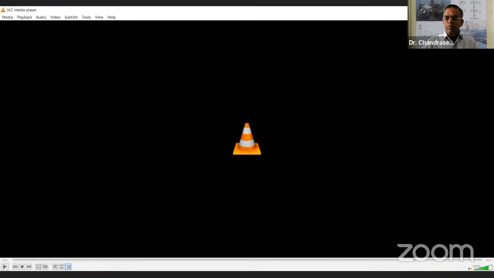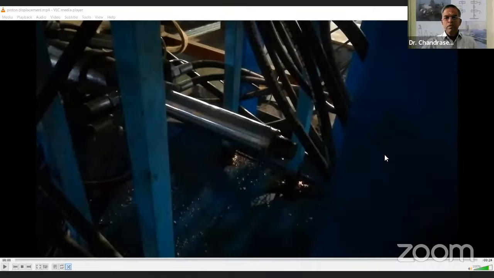Give me a minute, I'll show you the piston arrangement which has been used to draw the power from this. Hope you are able to see the screen at this moment.